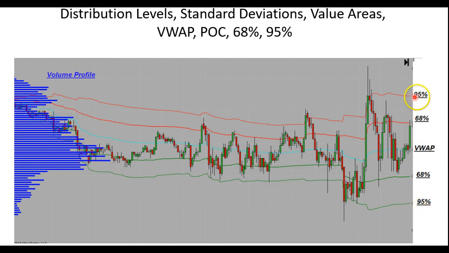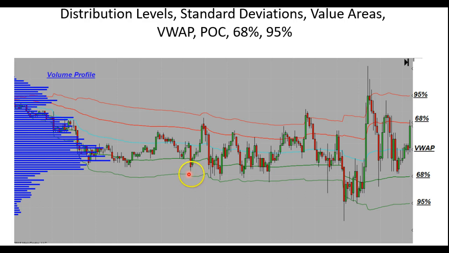Then you have the 95%. Go all the way back, and it shows you roughly where 95% of the volume has been traded. And as you can see, if price gets too far away from VWAP, it tends to want to come back to it. So these lines actually act as rejection areas, or support and resistance. You notice how price is coming down, it hits the 68% dead on and comes right back into POC because that's where it wants to be. That's fair value.